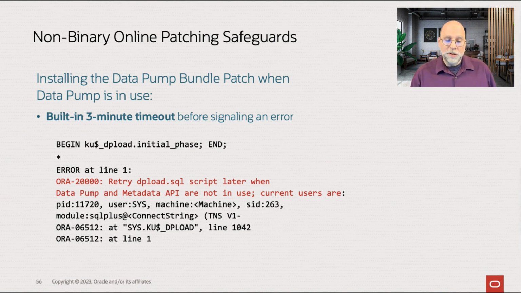In this case, what you'll see is if you try to install the data pump bundle patch when someone has an import or export running, you will see an error saying you can't update data pump right now because it's in use. So please try again later. And we also tell you the processes or sessions that are blocking you from installing the patch. So you can go talk to the person who's running the data pump job, find out when it is going to complete, or maybe whether it can be stopped and restarted later.